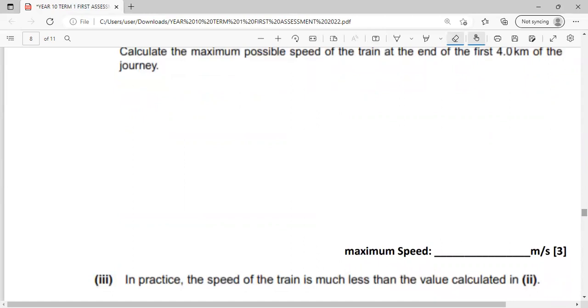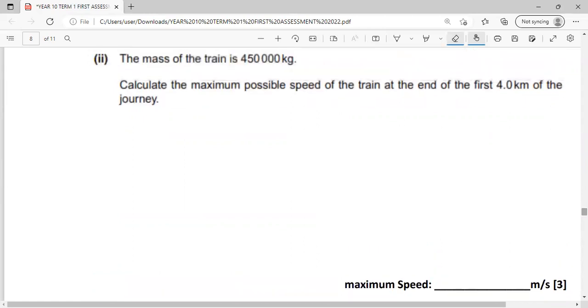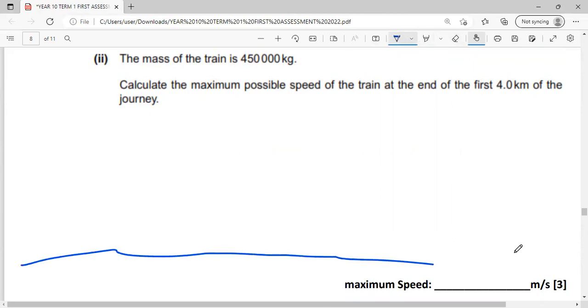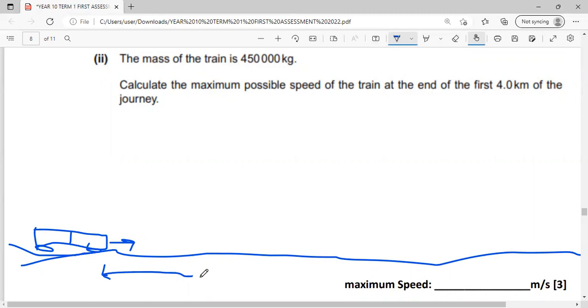What is the relationship between the mass and the maximum possible speed of the train? Now, let us assume that this is the track and this is the train in question. Now, this train is going to move and cover a distance of 4 kilometers, or you express it as 4,000 meters, since 1 kilometer is 1,000 meters.